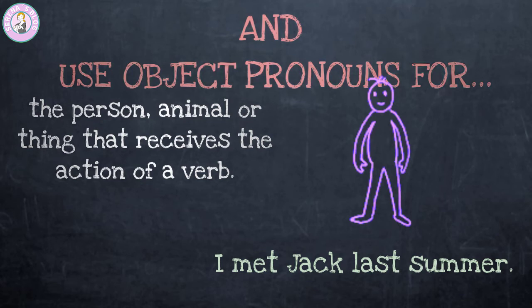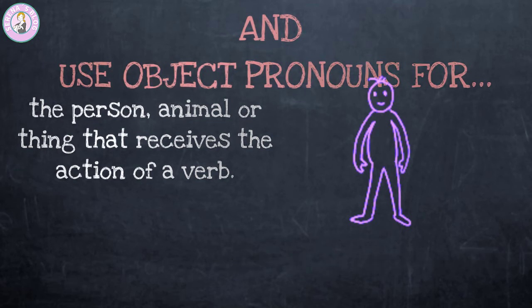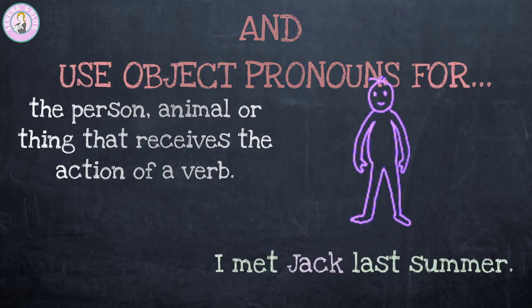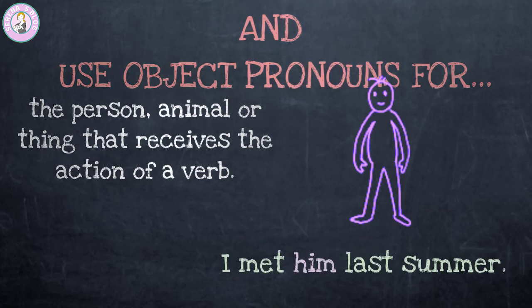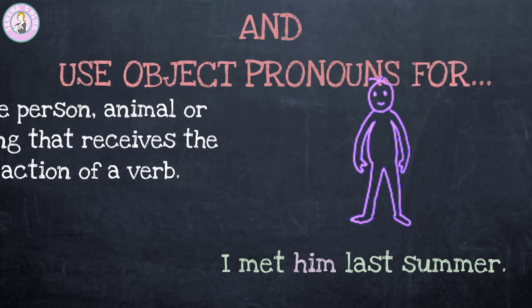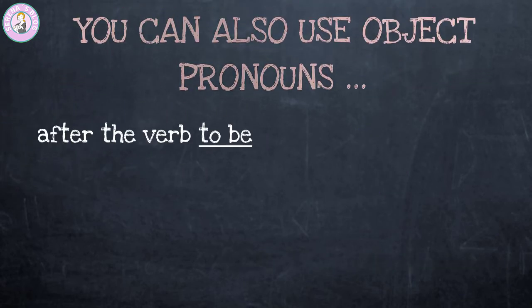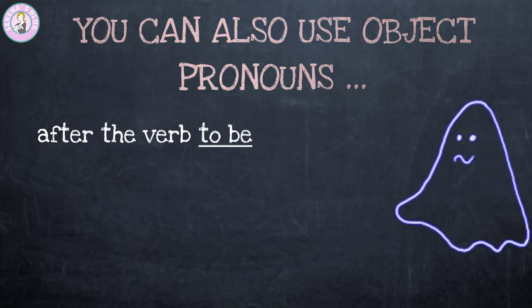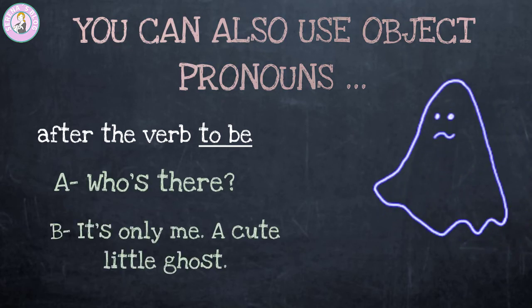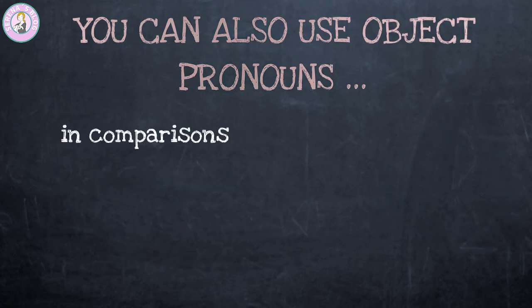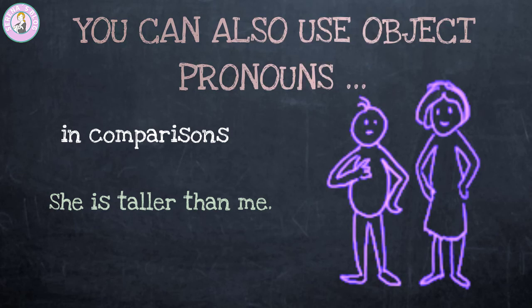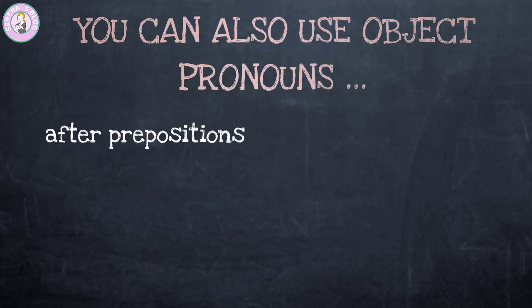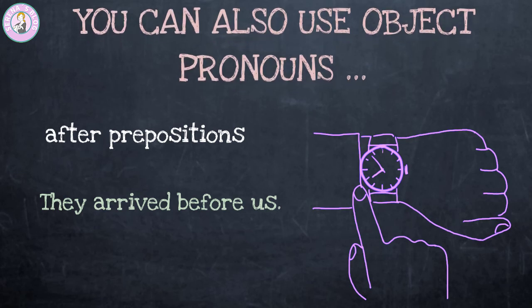I met Jack last summer, where Jack is the object of the sentence. And so, due to the fact that he is a man, we could change it to the pronoun him, getting: I met him last summer. Object pronouns can be used for other situations, such as after the verb to be. Who's there? It's only me, a cute little ghost. Or in comparisons, like in she is taller than me. And after prepositions, like in they arrived before us.